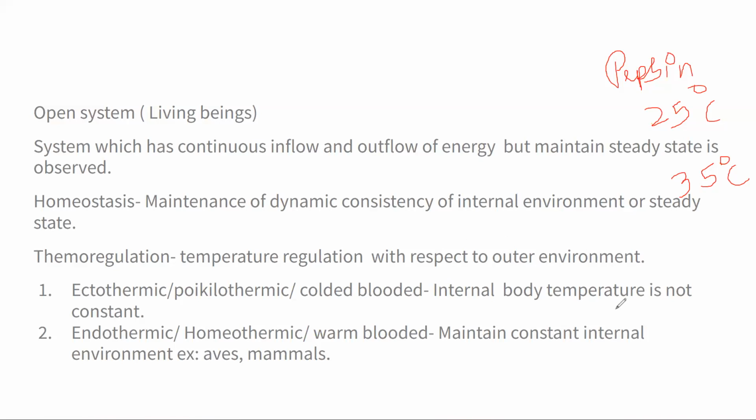Whereas homeothermic animals have a constant temperature. Bahar kuch bhi ho jaye, they have a normal temperature. They have homeostasis in their body. Okay, is this clear?